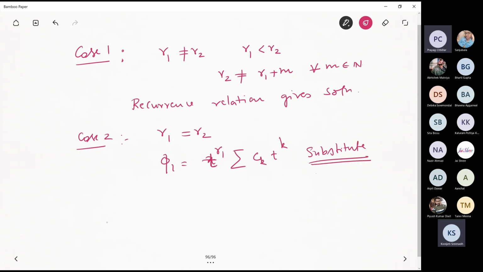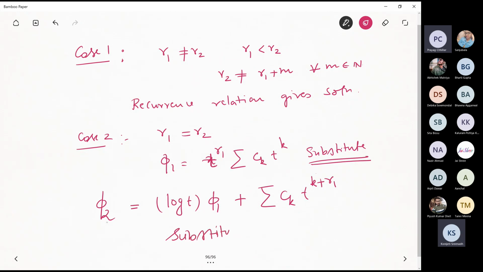That's what you will get, the recurrence relation. And for the second solution, you definitely will have log t times the first solution, plus you take an expression like this, ck t power k plus r1, and then substitute this to get the second solution in the form of this. So this is how you get the two solutions.